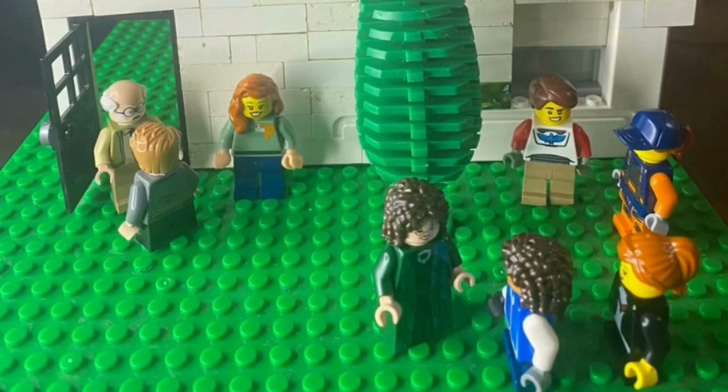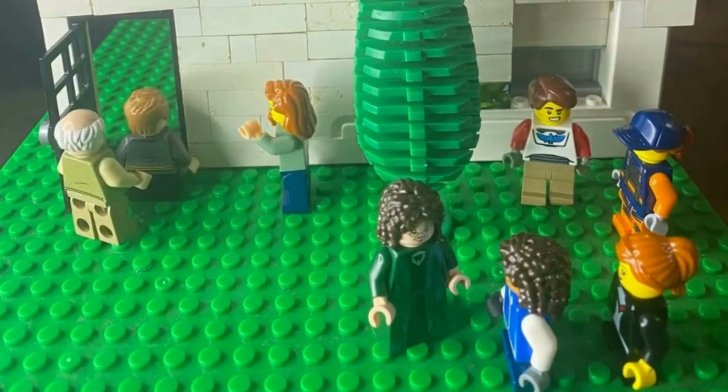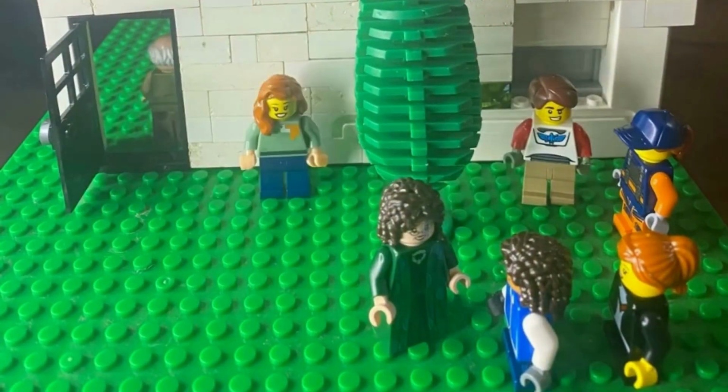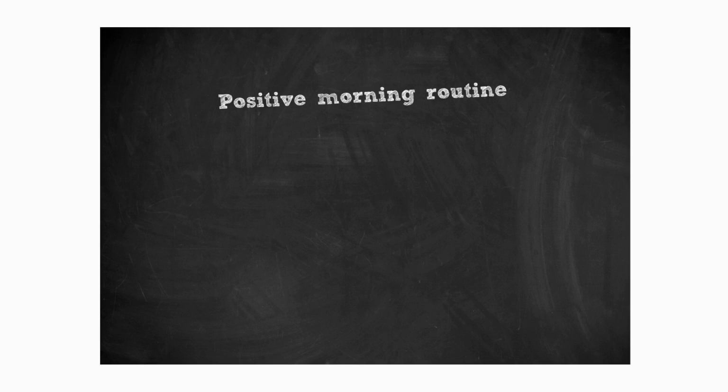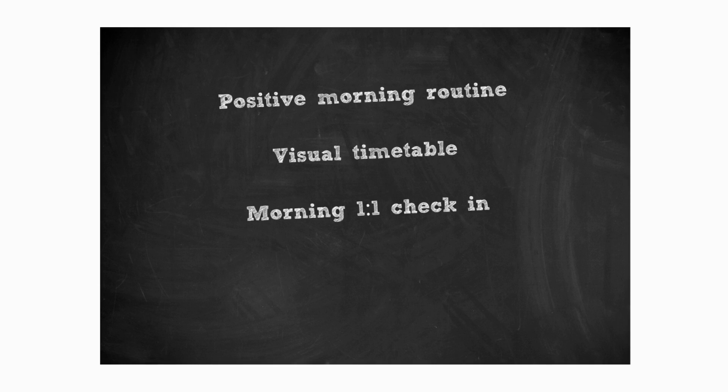To help Bob, a key person meets him every morning and has a set routine to settle him into the classroom with a positive focus. Bob is in charge of the visual timetable, helping him have a sense of control over the running of the day. The teacher makes time every morning to check in with Bob, which makes him feel heard, more secure, and gives him a chance to voice any concerns so he can be ready for the day's learning.